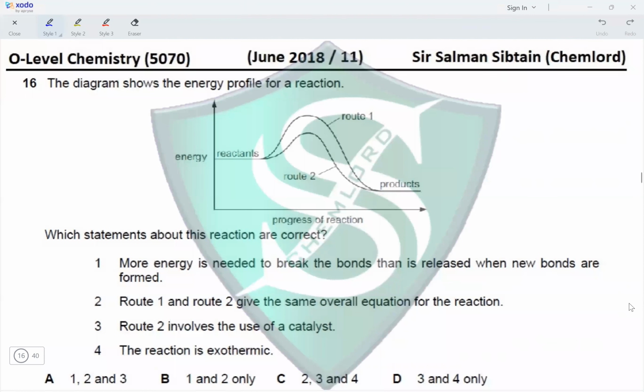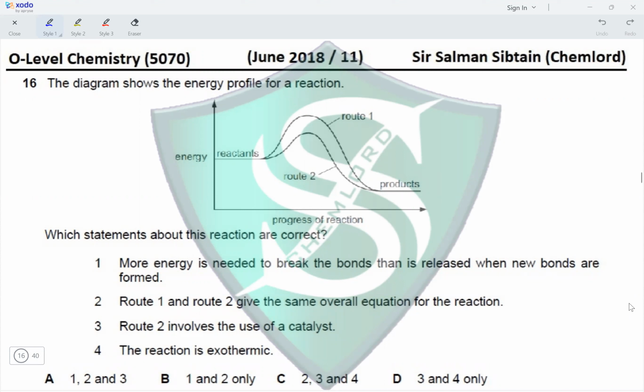Question 16. The diagram shows the energy profile for a reaction. Okay. Reactants are above the products, making this an exothermic reaction. And we've got two routes leading to the products. Route 1 has a higher requirement of activation energy. Route 2 has a lower requirement of activation energy. This shows that route 2 is a catalyzed route and route 1 is the uncatalyzed route.